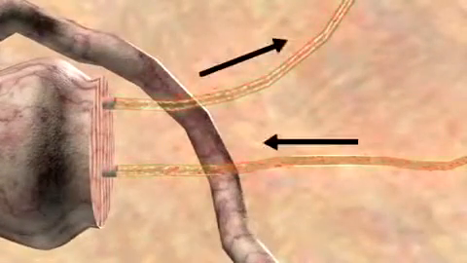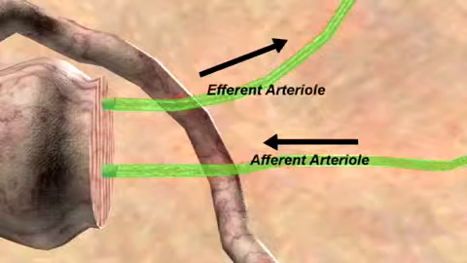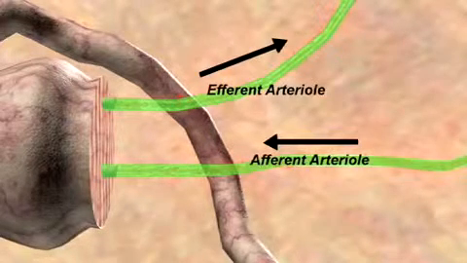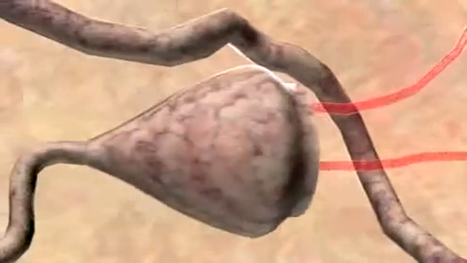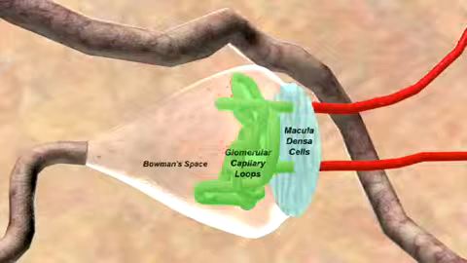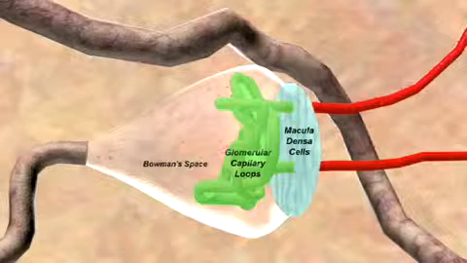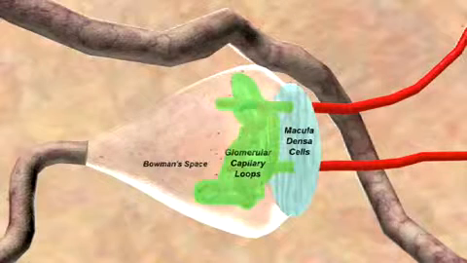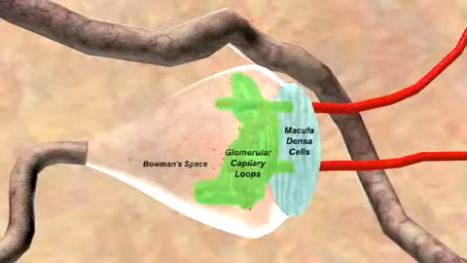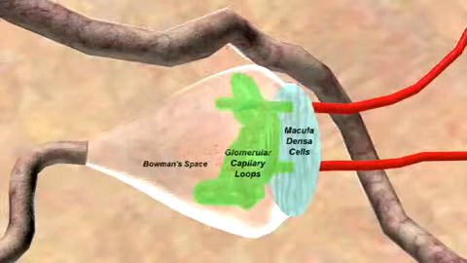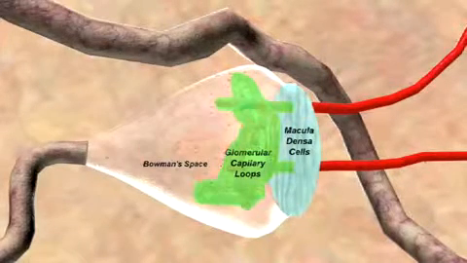First, the blood enters the glomerulus through the afferent arteriole. The blood exits the glomerulus through the efferent arteriole. The glomerulus is where the blood supply is filtered by osmosis and diffusion. As blood passes through the porous capillary loops, water and molecules smaller than about 50,000 molecular weight are filtered, passing into the Bowman space. This creates the luminal fluid flowing through the nephron tubule.